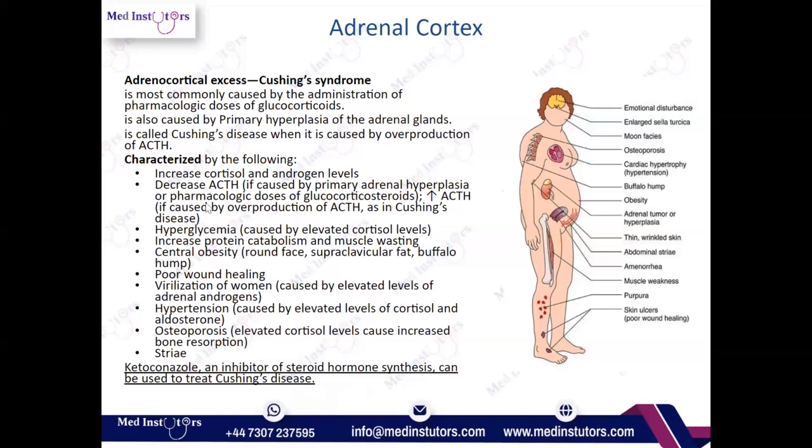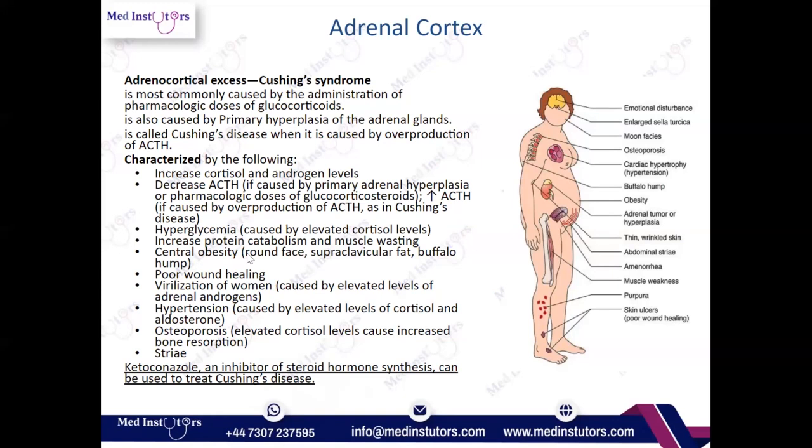Hyperglycemia, because the normal function of cortisol is to increase glucose, so hyperglycemia is exaggerated. Increased protein catabolism and muscle wasting. Why? Because cortisol normally uses gluconeogenesis, and it utilizes different resources like protein. So if there is more and more glucose from gluconeogenesis, there would be protein catabolism, and once there is protein catabolism, there would be muscle wasting.